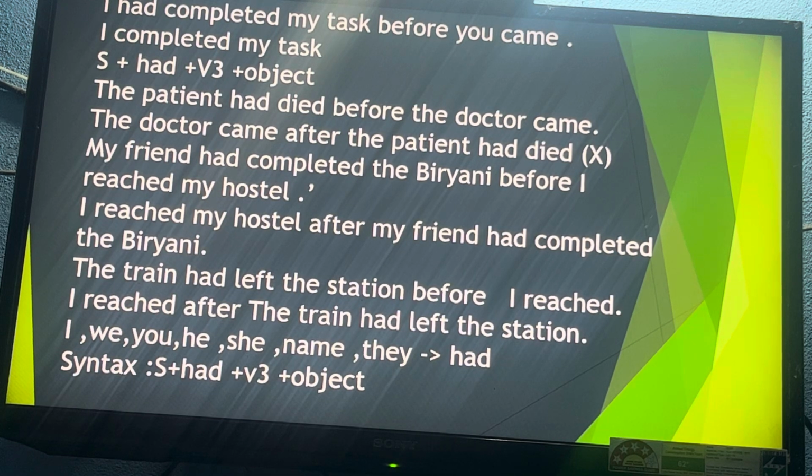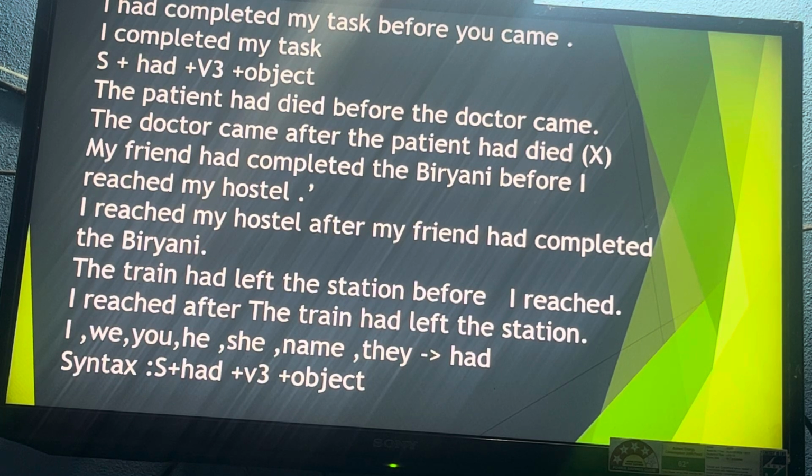So here you are blaming your friend, though the meaning of both is the same. That is, "I reached my hostel after my friend had completed biryani," but the essence is missing. My friend had completed the biryani before I reached. It means you are blaming your friend that he completed biryani before I reached. Whereas in the second one, as you are saying, "I reached my hostel after," it means you are blaming yourself that yes, I reached late.